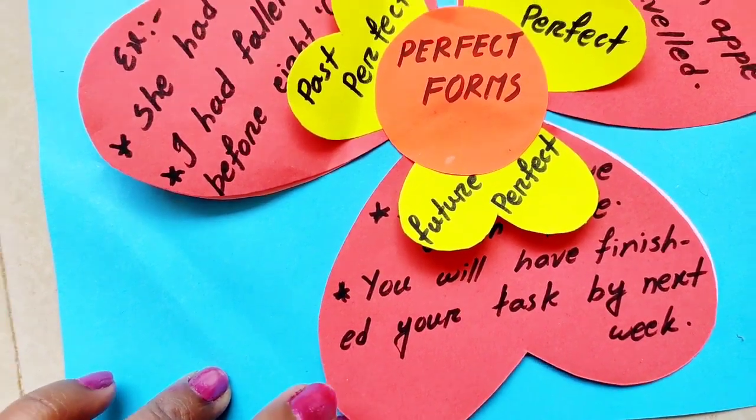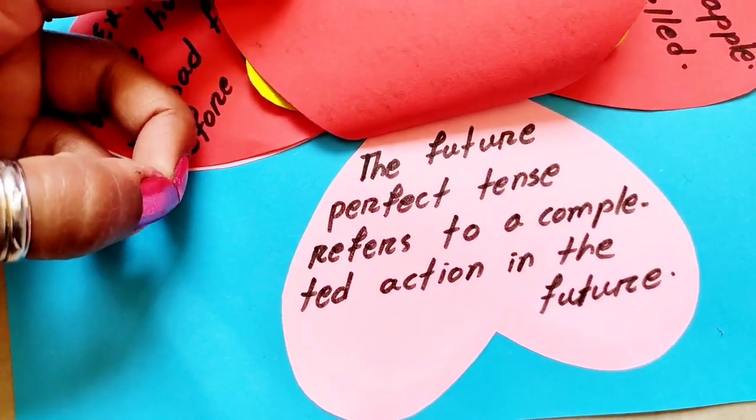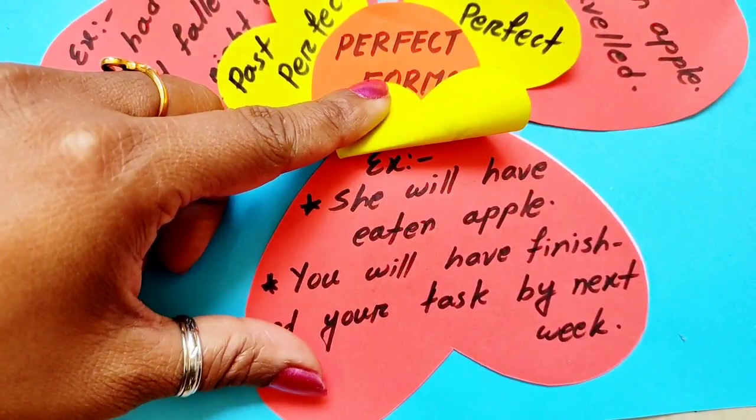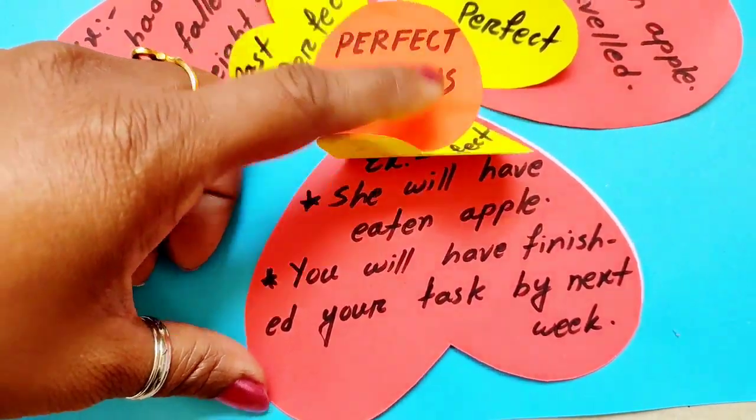Then future perfect tense. The future perfect tense refers to a completed action in the future. For example, she will have eaten apple. You will have finished your task by next week.